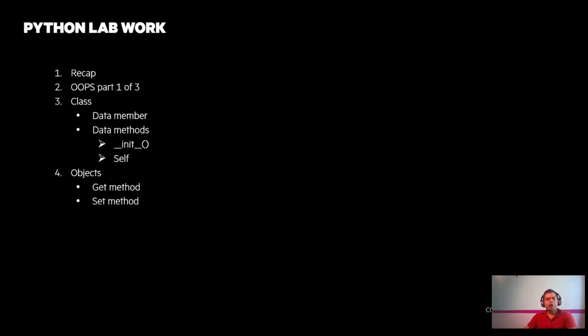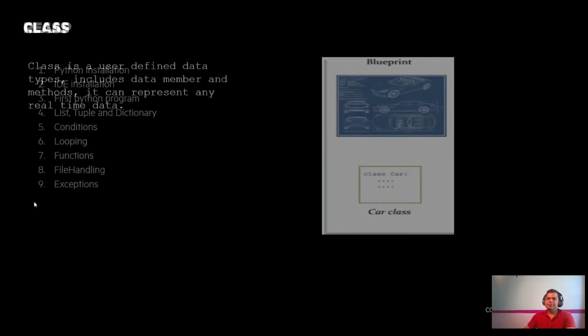Today we'll be talking about Python object-oriented programming concept part 1 of 3, and we'll be covering class, which will include data member, methods, init, self, and then we'll be talking about the object. And inside the object, we'll cover how to create get and set methods. So we got a lot to talk, so let's keep moving and start with the class.